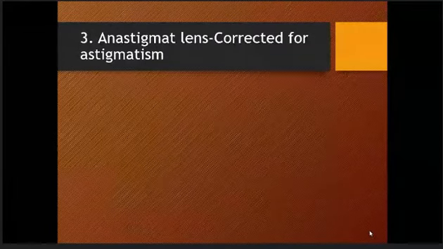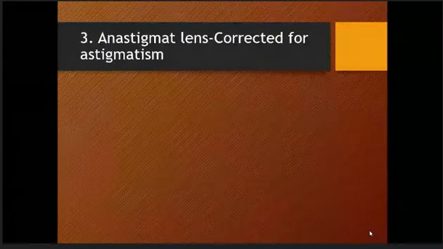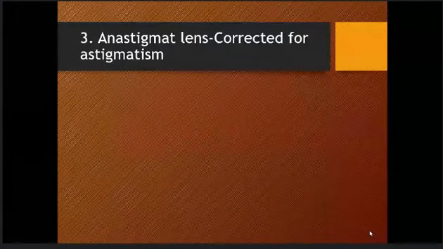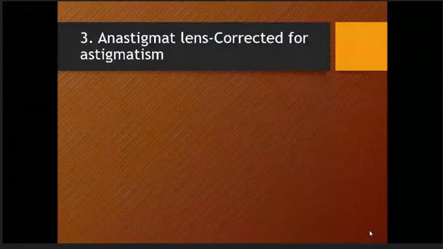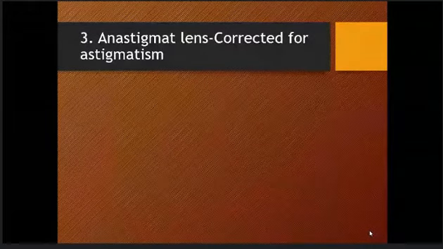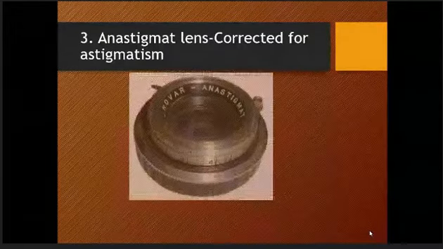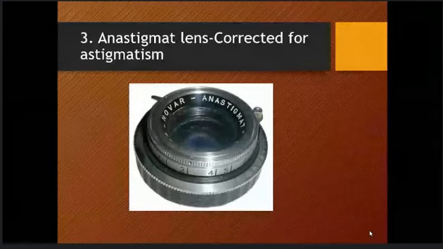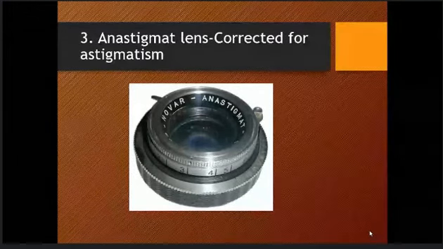Next is anastigmat lens, corrected for astigmatism. Basta na word nga similarity, anastigmat as for astigmatism. Remember that, for astigmatism, anastigmat. Nai similarity siya, guys. So they are using, this one is anastigmat, no? Anastigmat for astigmatism. This is in traditional, ha?